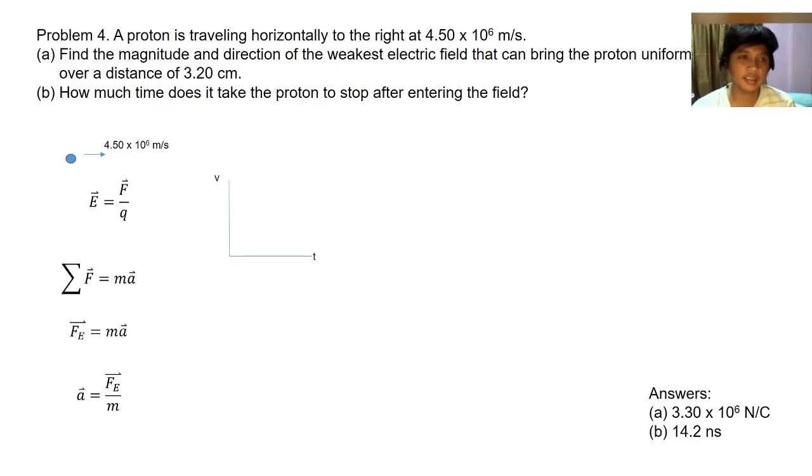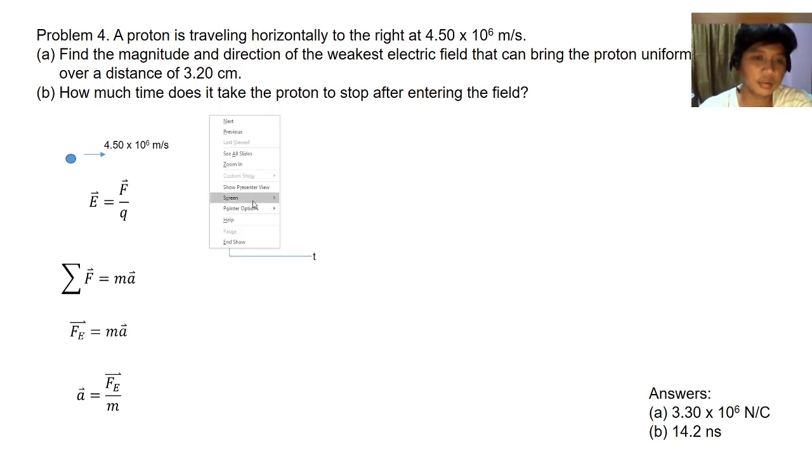I realized that this problem is a little bit complicated, so I've decided to discuss this with you today. So let's first read the problem. A proton is traveling horizontally to the right at 4.5 times 10 to the 6 meters per second. Find the magnitude and direction of the weakest electric field that can bring the proton uniformly to rest over a distance of 3.2 centimeters. And letter B, how much time does it take the proton to stop after entering the field?